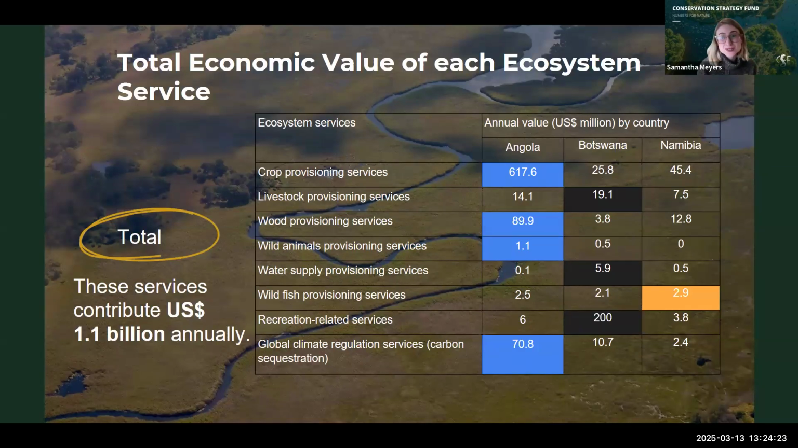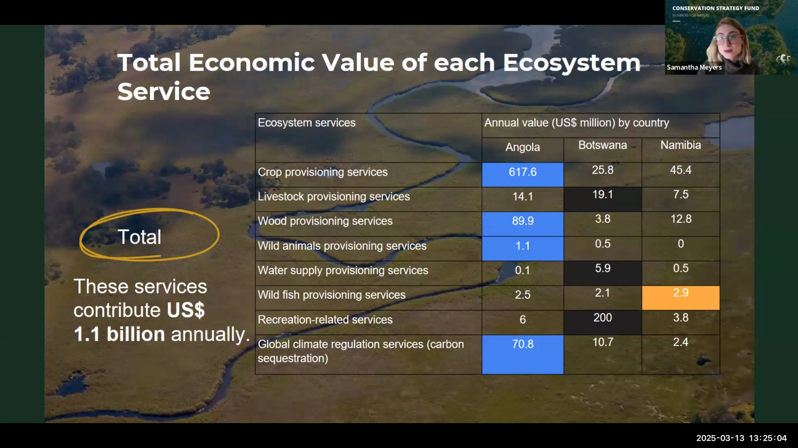Okay, so here are some of the results. Our total value for all of the 8 ecosystem services that we studied ended up being, in US dollars, about 1.1 billion in economic contributions annually by this study area to the countries of Angola, Botswana, and Namibia. And you can see in the graph that we've highlighted some of the most interesting takeaways from our studies. So you can see for Angola, the ecosystem service of crop provisioning, so access to crops and agriculture, was a huge component of the economic value that this ecosystem provides.